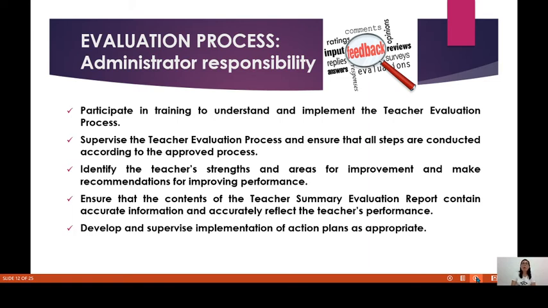So there is always documentation, MOVs. Develop and supervise implementation of action plans as appropriate. Those are the responsibilities of the evaluator. Master teachers and the principals are the administrators.